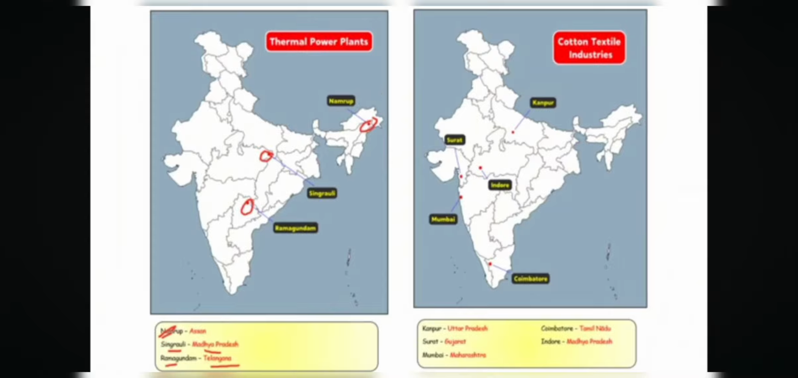Next is cotton textile industries. First up is Kanpur, which is in Uttar Pradesh. There's also cotton textile industry in Surat, which is in Gujarat. It's also in Mumbai, meaning Maharashtra. It's in Coimbatore, in Tamil Nadu, and another in Indore, meaning Madhya Pradesh. The most important one is this one. Questions from this don't come up early in the exam.